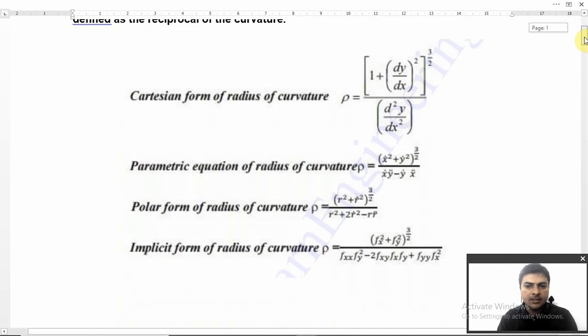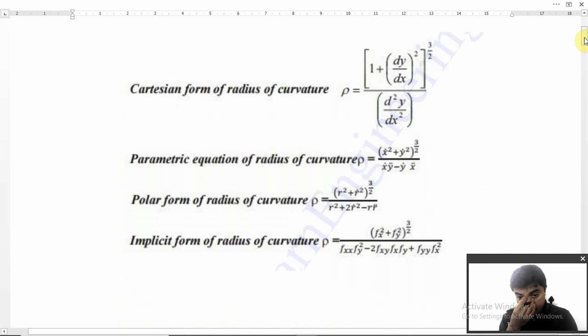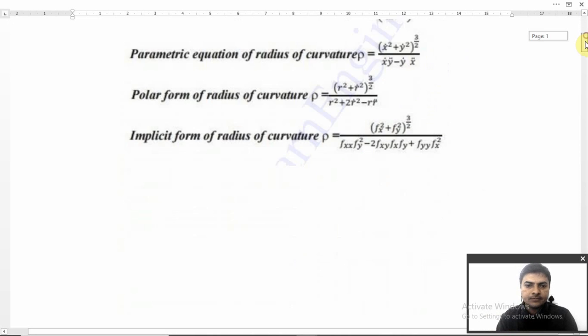We just repeat it, and these are very important formulas from the examination point of view. Cartesian form of radius of curvature, this is the formula they have given. Parametric equation, please write down in your book, students. Radius of curvature when parameters are given, radius of curvature in polar coordinates, and radius of curvature in implicit form. So these are the different forms we have.